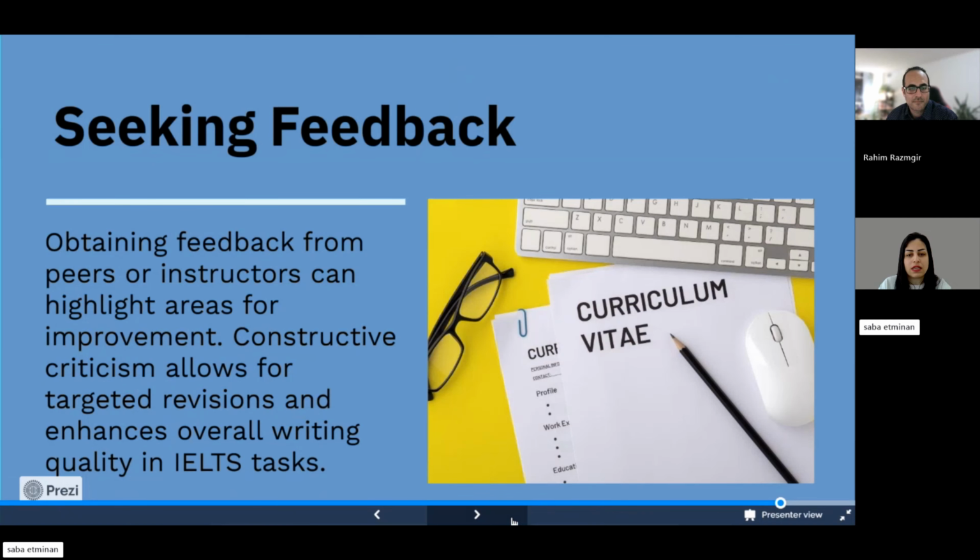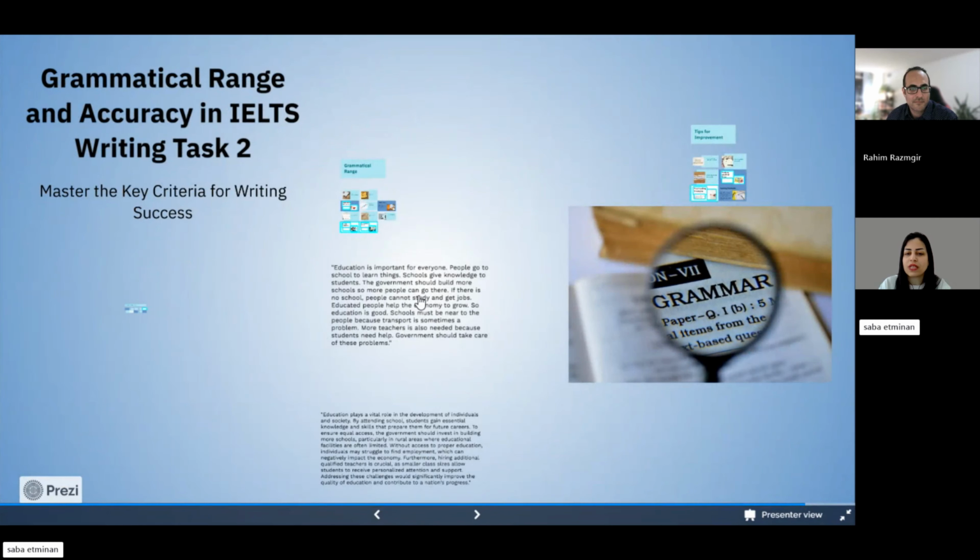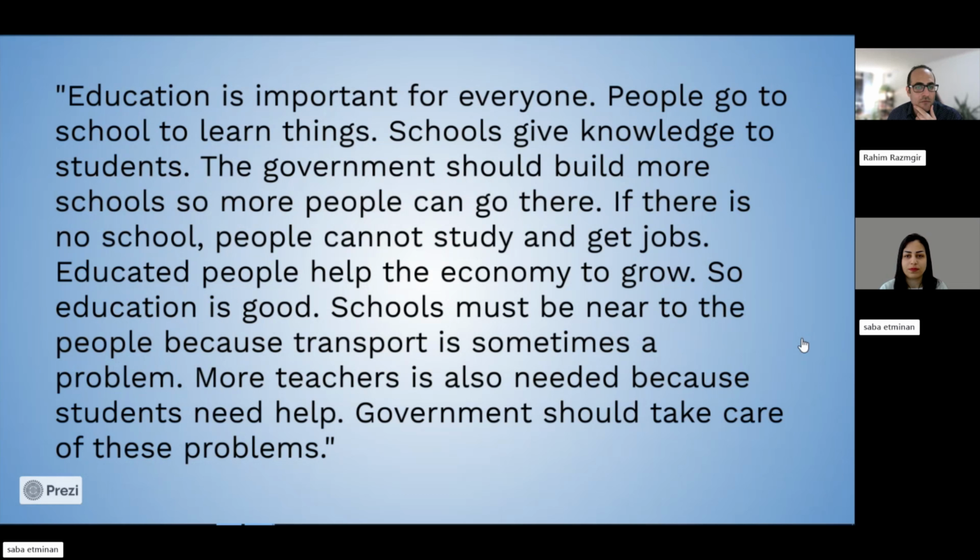And that's it. Here then we have just 2 examples. So education is important for everyone. People go to school to learn things. Schools give knowledge to students. Well, I find it funny. The government should build more schools so more people can go there. Go where? If there is no school, people cannot study and get jobs. So it's just a collection of simple sentences that don't even look really connected sometimes.